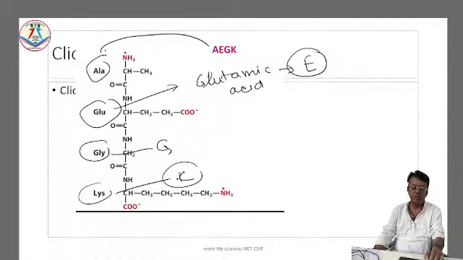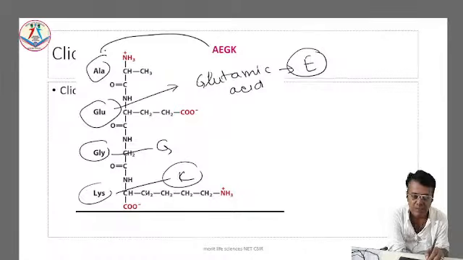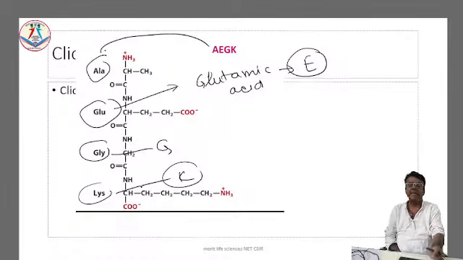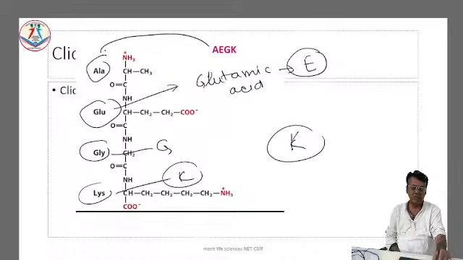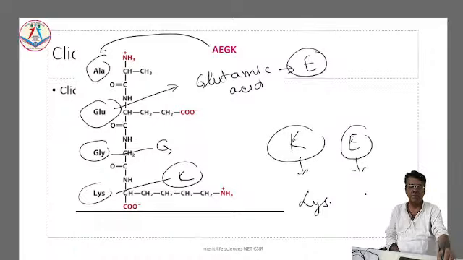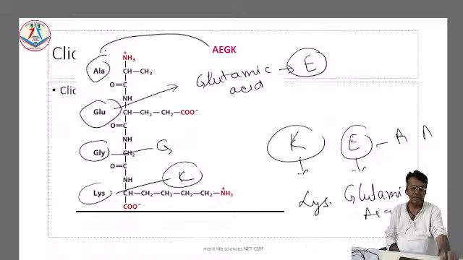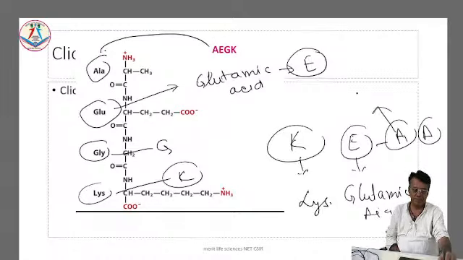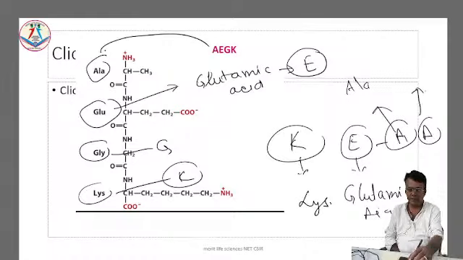K is a very popular term. Have you any idea about that? Lysine is always popularly abbreviated as K, right? Whenever in sequencing you get K, it simply means it's lysine. When in the sequencing you get E, it simply means, tell me, glutamic acid. And when you get A, one A stands for alanine, the other stands for, just when you started, tell me, aspartic acid.